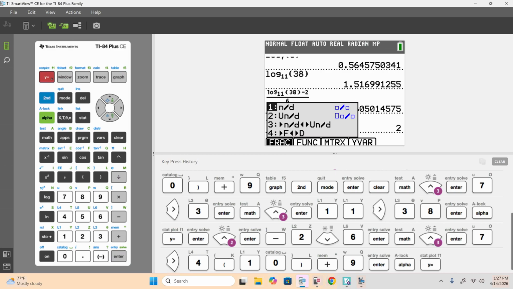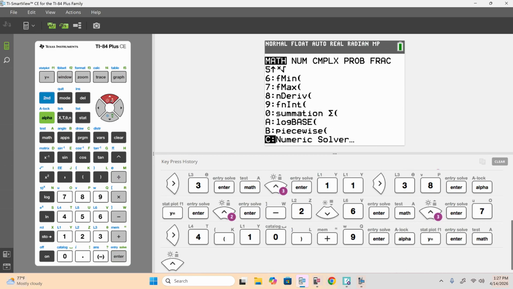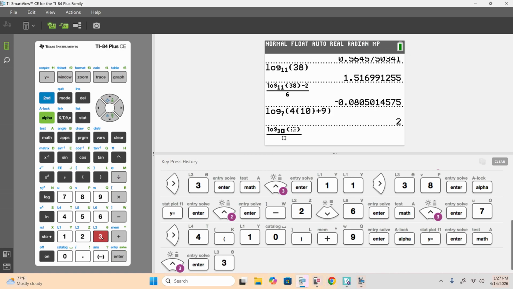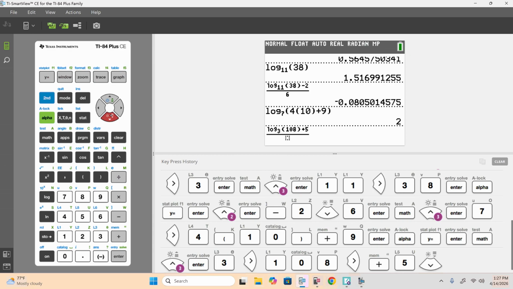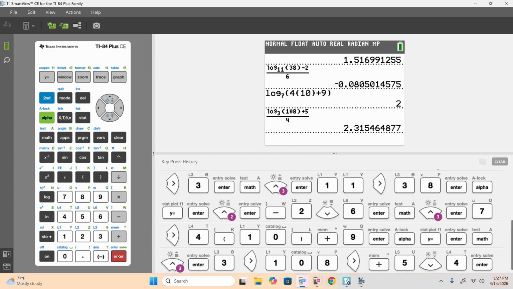Now, I could come over to the graphing calculator, math, log base 3 of 108 plus 5 all over 4, and I get this here. Luckily enough for us, because we are saying greater than, if we're going to 3 decimal places, that's even better, because 2.315, the 4th decimal place is a 4. So if we were going by pure rounding rules, less than 5, so we round down.